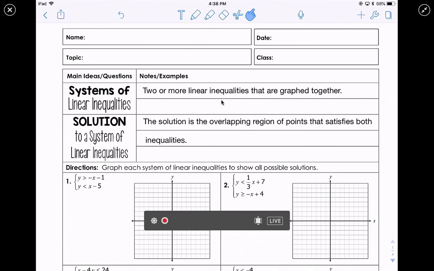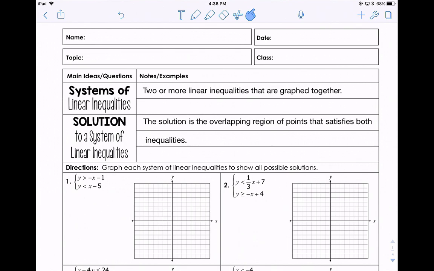The solution to a system of linear inequalities is the overlapping region of points that satisfies both inequalities. Yesterday, you'll remember that we were shading. Today, we're going to be shading for one, then we'll shade for the other, where those two things overlap is the actual solution. Again, the solution is the overlapping region of points that satisfies both inequalities.